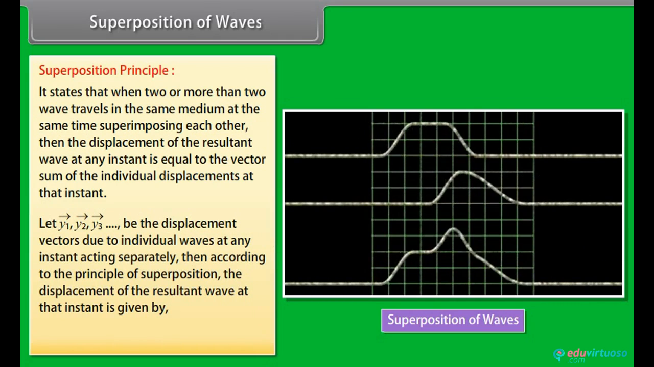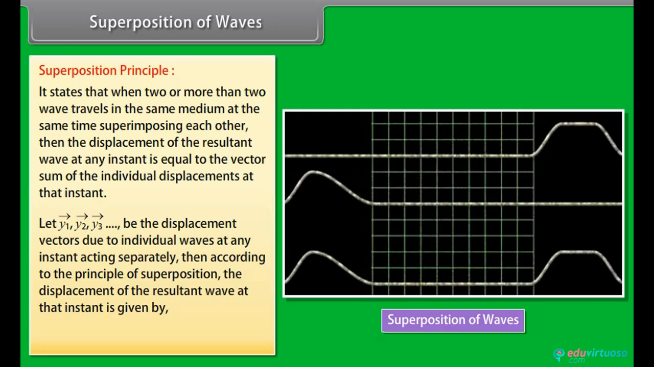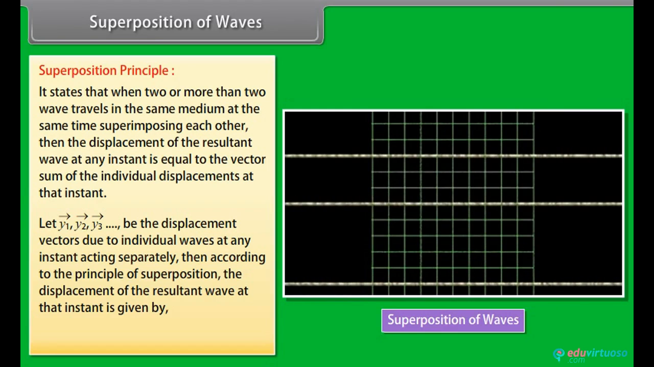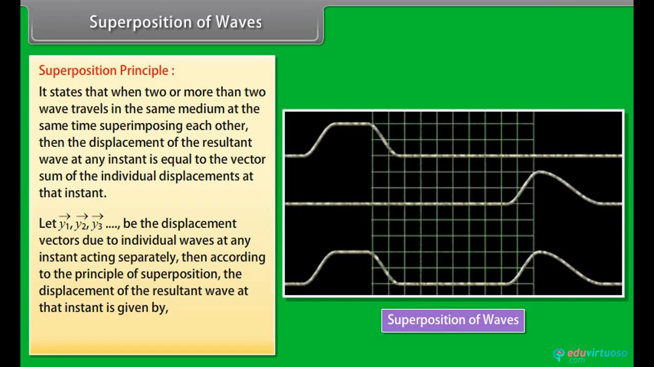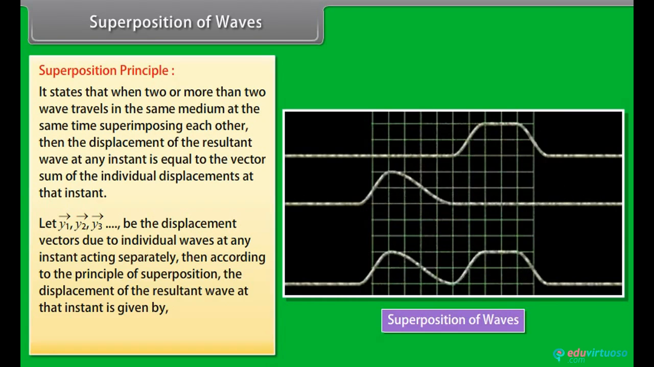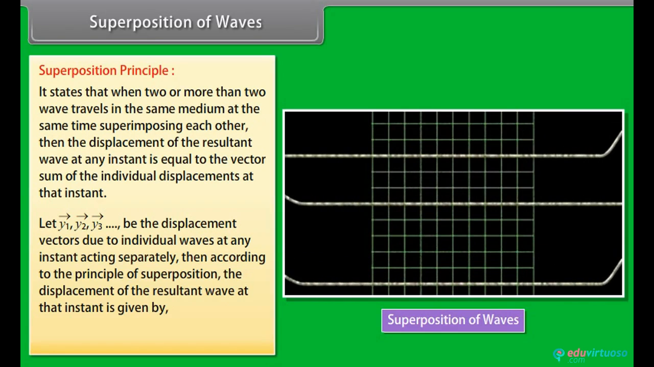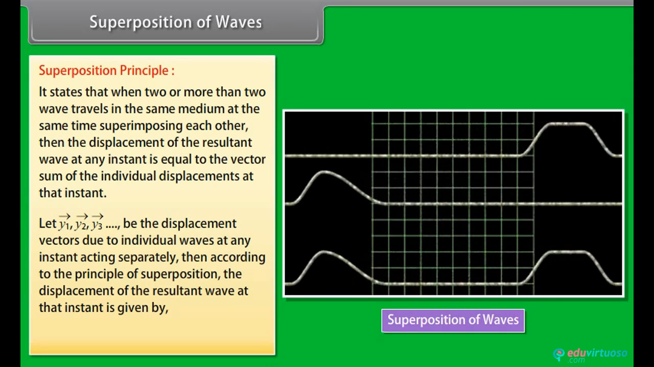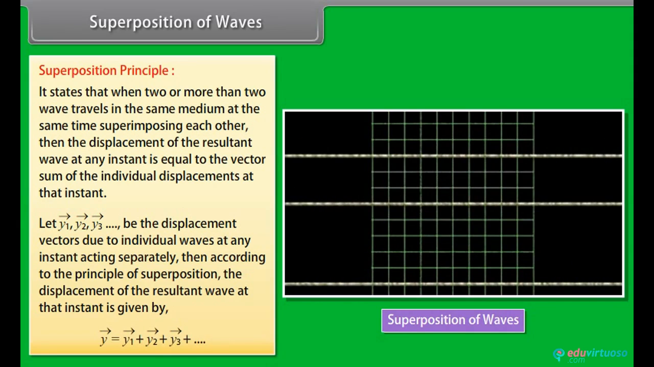Let vectors y1, y2, y3 and so on be the displacement vectors due to the individual waves at any instant acting separately. Then according to the principle of superposition, the displacement of the resultant wave at that instant is given by vector y1 plus y2 plus y3 plus so on.